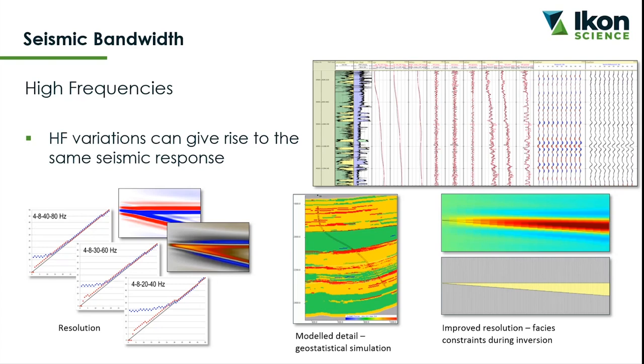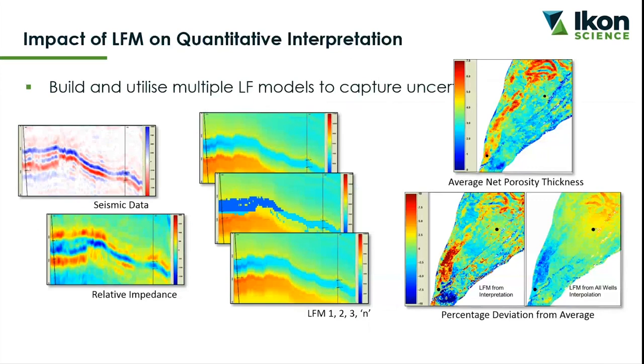So we should probably be building more than one low frequency model, as I alluded to in an earlier slide. And one way to do that is using this sort of iterative inversion approach. Left hand side, we have a seismic data set. We have its corresponding relative impedance. And what we might do is assign thresholds to the relative impedance cube to help us position tops and bases of certain layers. So that's the middle low frequency model that's shown here.